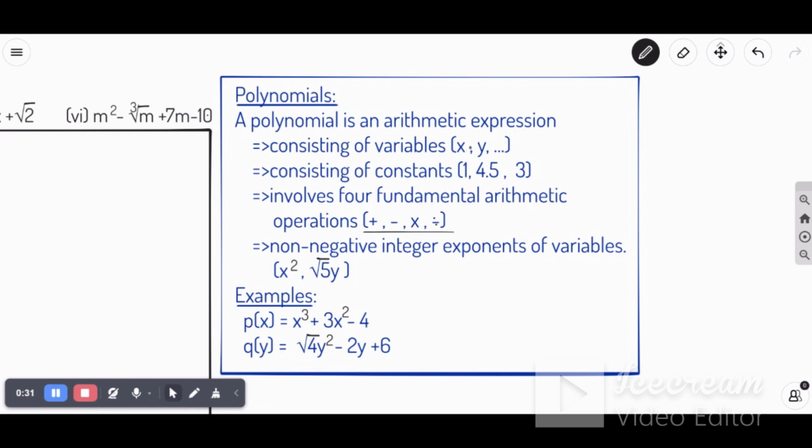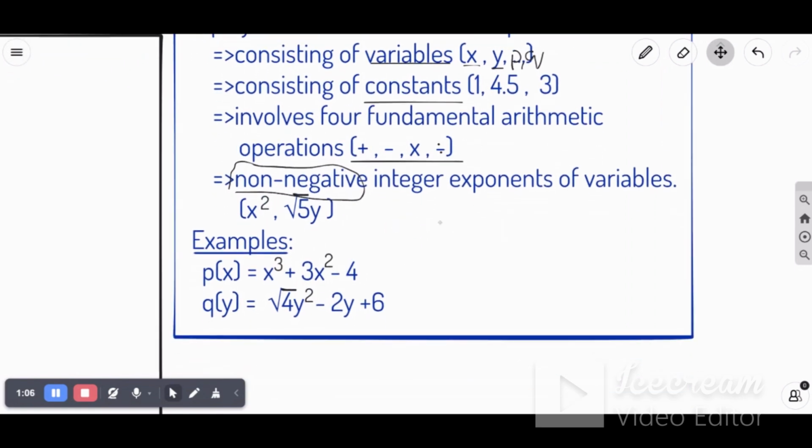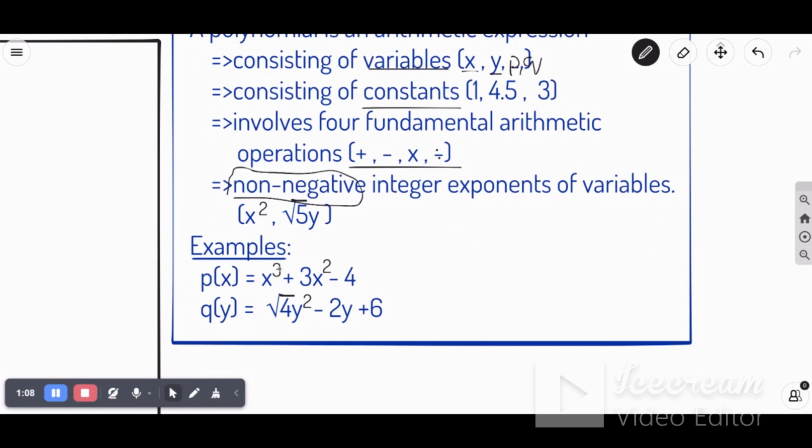What is a variable? A variable can take any value and you can represent it with English alphabets like P, Q, whatever you want. It also consists of constants, and involves all the arithmetic operations like plus, minus, everything. And also non-negative integer power exponents of variables. This is very important: non-negative. So if you write your polynomial like this, it shouldn't have any negative powers.